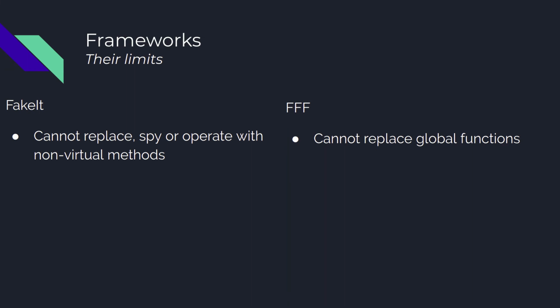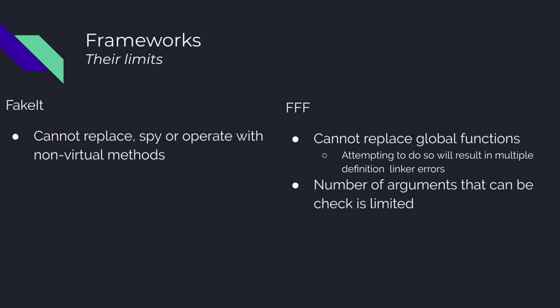FFF cannot replace global functions. It would be great if it could, but it cannot overwrite them. There are some hacks and ways to kind of make that happen. But honestly, the best thing right now would be that a global function should be easy enough to test on its own such that it won't cause any issues or weird side effects. And if there's a function that would cause some side effects, it shouldn't be something that is just global. It should be passed into another object. So you could create your own dummy, stub, mock, or fake version of this, and then pass that into your class. Attempting to do this otherwise will result in linker errors, and the number of arguments that can be checked is limited.